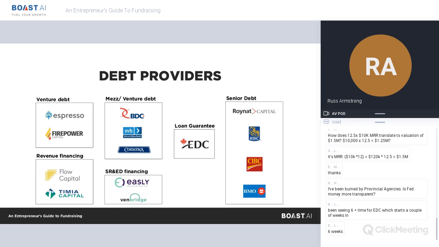An interesting thing is to make sure you're talking to the EDC if you're doing any exports into the US market. They have loan guarantee programs that I think you should be aware of. You have to bring them to the table with some of the senior debt providers, but they will actually guarantee the loan, whereas the actual financing comes from one of the senior debt providers, which allows you to qualify for senior debt rates that you wouldn't otherwise qualify for.